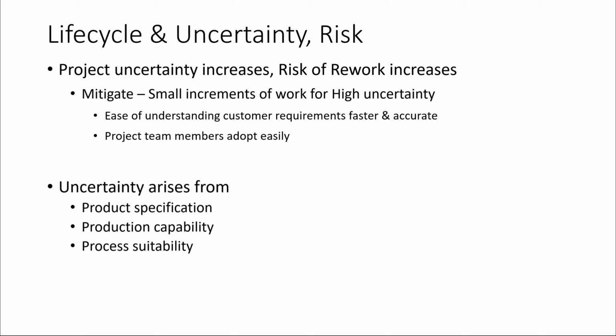This uncertainty may be centered on suitability and requirements: is the right product being built? Technical feasibility and performance: can this product be built this way? Or process and people: is this an effective way for the team to work? All three of these characteristics, product specification, production capability, and process suitability, typically have elements of high uncertainty.